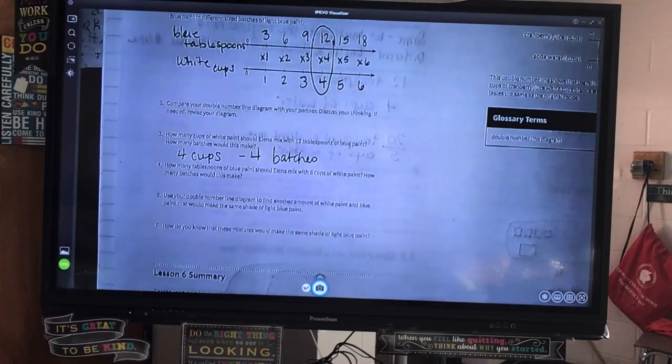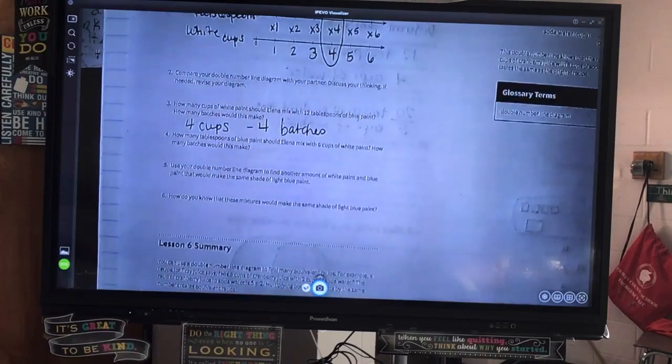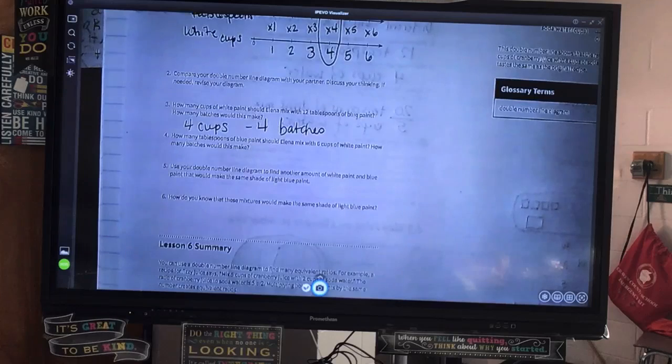double number line. All right, number 4, it says how many tablespoons of blue paint should Elena mix with 6 cups of white paint? All right, so use the same strategy you did for 3 and find that 6 and circle it.